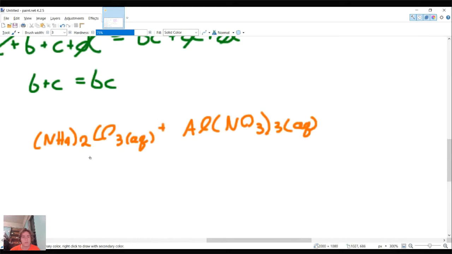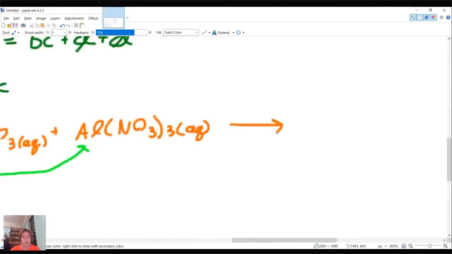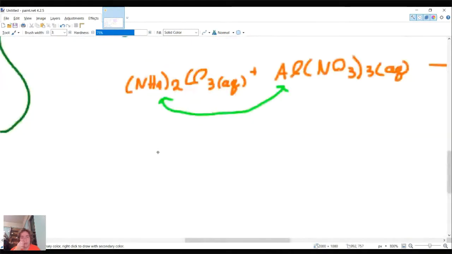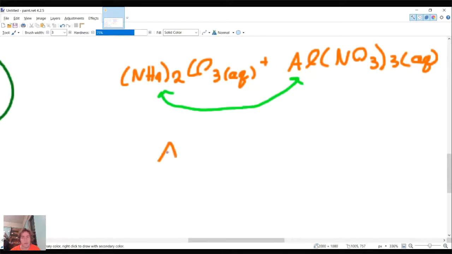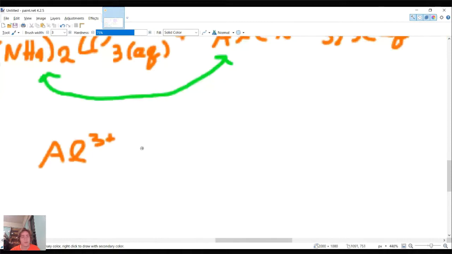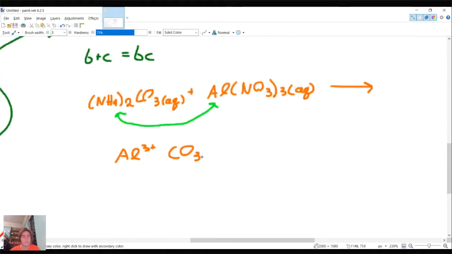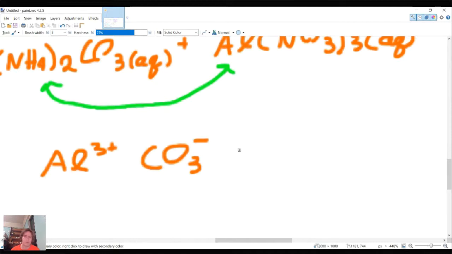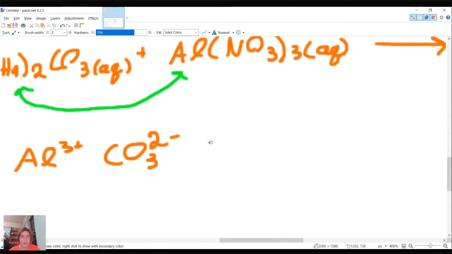essentially, these and these switch. And the two compounds that we end up getting are, I'll draw it down here first. We get an aluminum combined with a carbonate, and the aluminum has a 3+ charge, combining with a carbonate. And I think the CO3, the carbonate ion, has a negative charge. No, it has a 2- charge, actually. Well, I'm the idiot. And that's the first one.